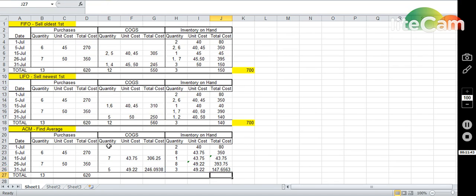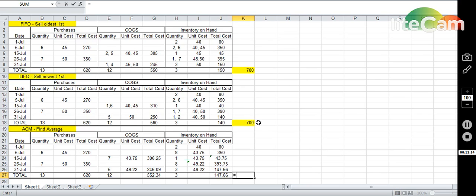Alright, so we sold for the month of July 12. How much did we pay for those 12? We're going to pay this plus this, it's a total. Okay, and then inventory on hand is a remaining. It's not a total, we're not adding up. So we have a remaining of 3 for the 147.66.